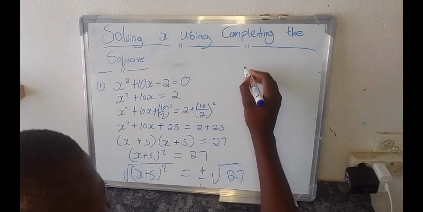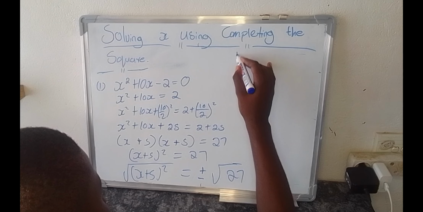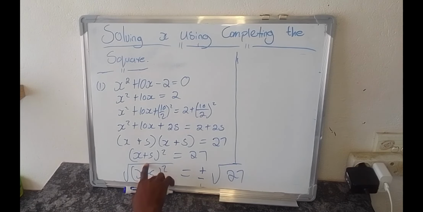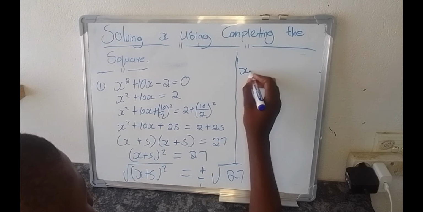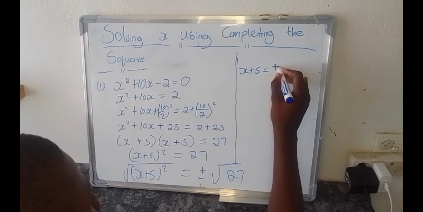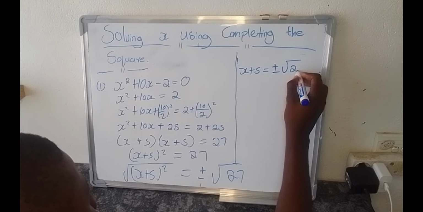Then from there, let's write it this side. This square root will cancel the exponent of 2, because we know that the square root is equal to the exponent 1 over 2, so 1 over 2 multiplied by 2 is 1. So this side we are going to be left with x plus 5 is equal to, and this side we are still having positive or negative square root of 27.